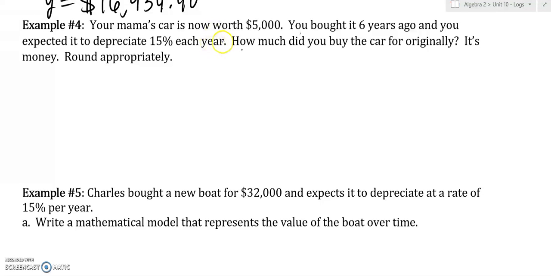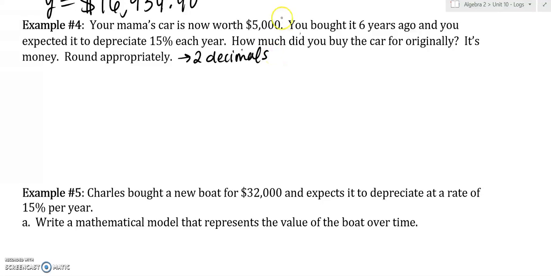Your mama's car is now worth $5,000. You bought it 6 years ago and you expected it to depreciate 15% each year. How much did she originally buy the car for? It's money, so round appropriately. So maybe she bought the car for $30,000.99. Or you go to Chipotle and you get a burrito for $7.31. That's money, right? Money is 2 decimal places. So let's put that there because that's what makes sense in the real world. That's what we use all the time.